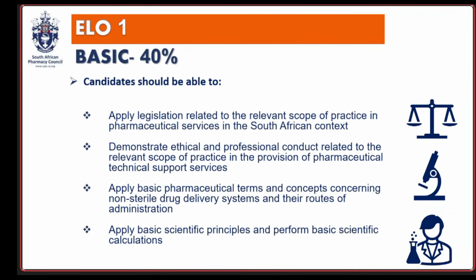Okay, so ELO 1, the basic part of your paper, and that counts for 40%. What should you be able to do? You should be able to apply legislation related to the relevant scope of practice in pharmaceutical services in the South African context. You must be able to demonstrate ethical and professional conduct related to the relevant scope of practice in the provision of pharmaceutical technical support services. You must be able to apply basic pharmaceutical terms and concepts concerning non-sterile drug delivery systems and their routes of administration, and apply basic scientific principles and perform basic scientific calculations.